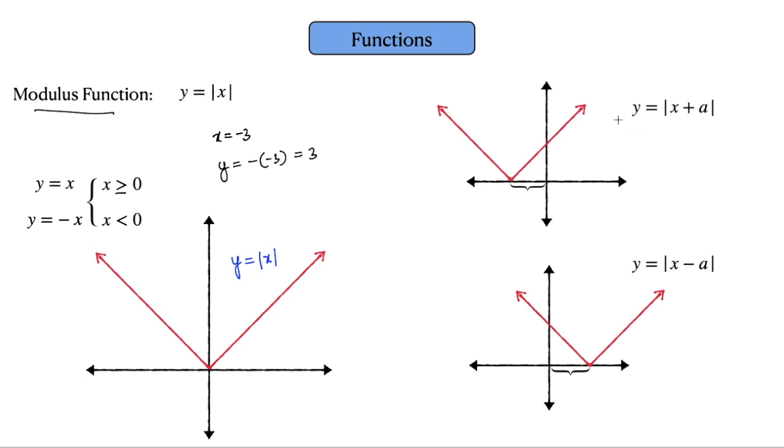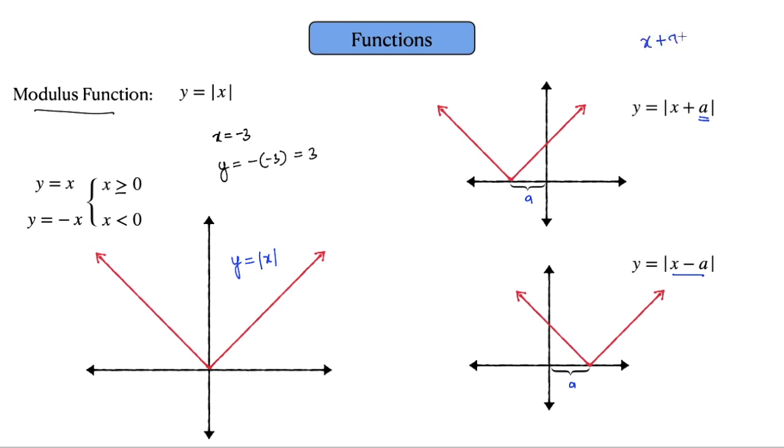Let's say I change the function a little bit and add a constant a to it, so y is equal to mod x plus a. In that particular case my curve will shift towards the left-hand side by a units, whereas if I write y is equal to mod x minus a, it will shift towards the right-hand side by a units. How do you identify this? You have to find where this particular point will be present on the x-axis. For that you just take the expression inside equal to 0.